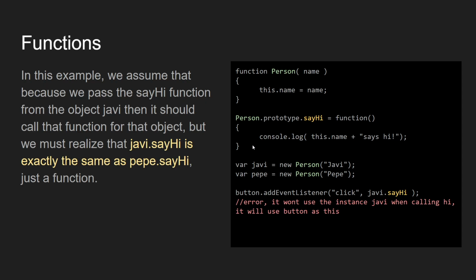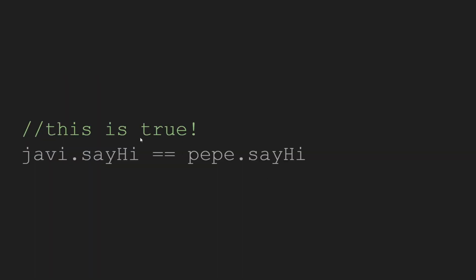And we tend to think that saying Javi.sayHi is different. The Javi.sayHi, not executing it, just this variable, is exactly the same as this other variable, but it's not. And this is an important thing to keep in mind. We expect that they are behaving the same, but we can pass it. The important thing to understand here is that both functions are exactly the same.